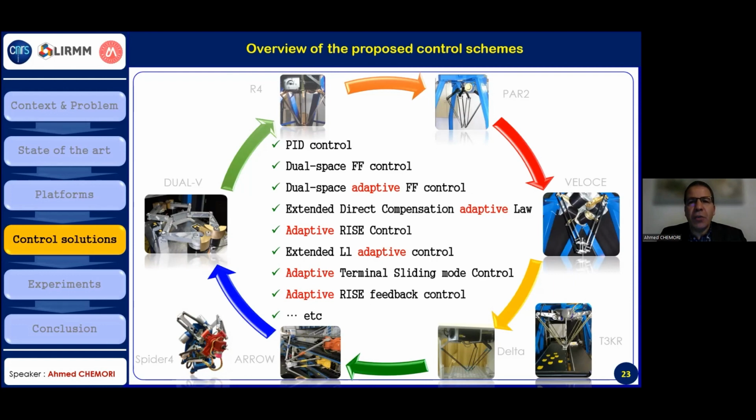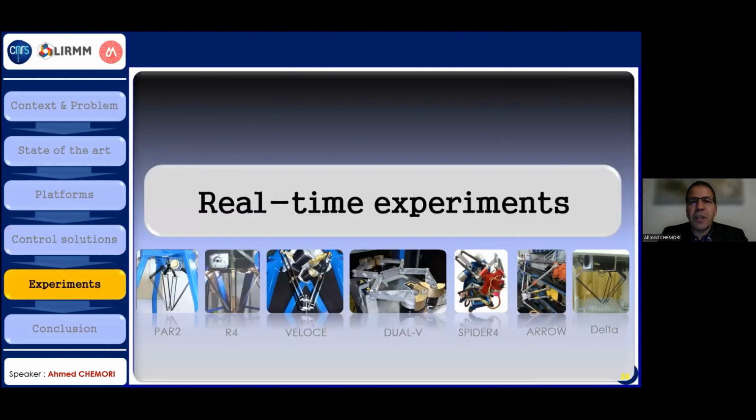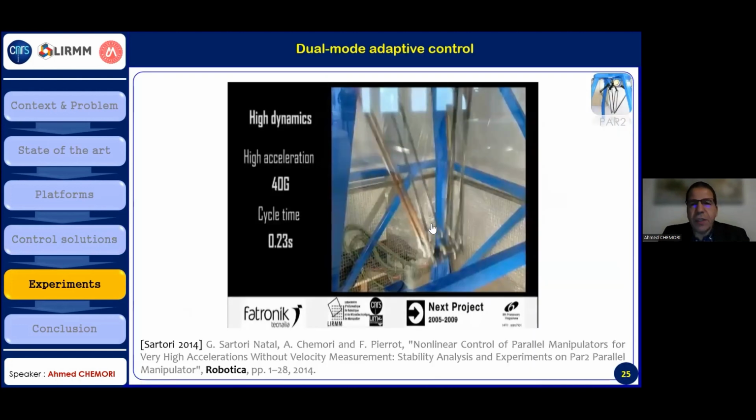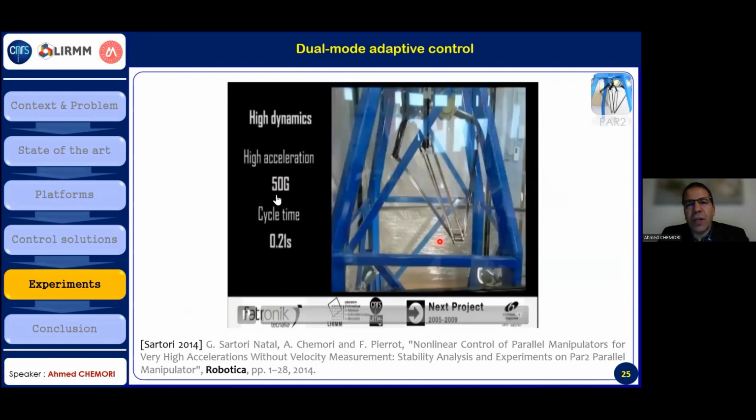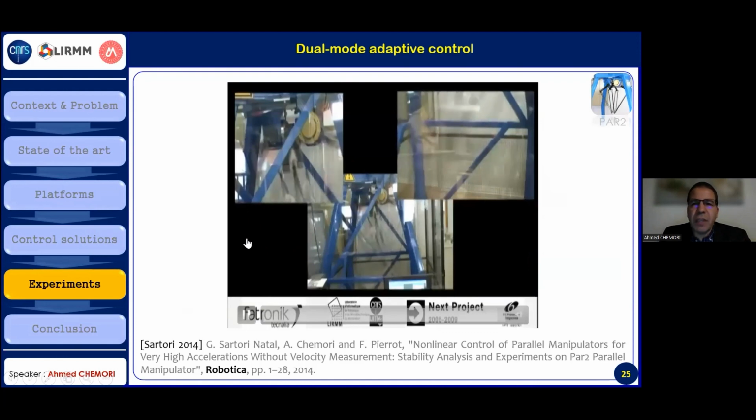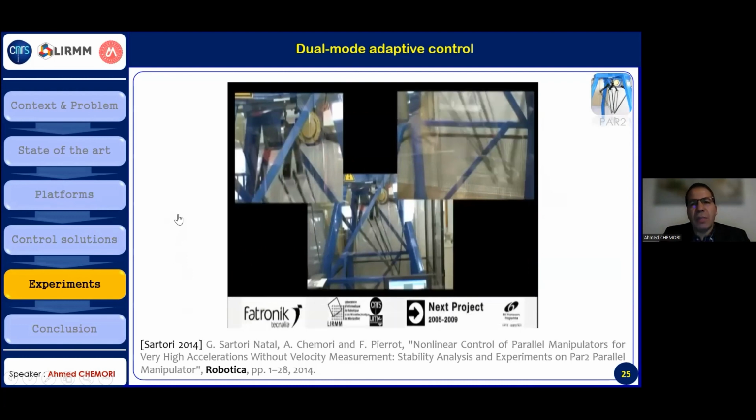Let me now show you some videos about the real-time experiments. The first application here is a pick and place in 2D, as you can see here. This is the first robot, part 2. Here we did a pick and place motion with different maximum accelerations. Here, 50 G of maximum acceleration with a cycle time of 0.21 seconds. This is a motion in the plane XY. As I told you, we try to increase the speed and the acceleration to the maximum to reach 50 G of maximum acceleration. G is the gravity, and 50 G means around 500 meters per second squared.